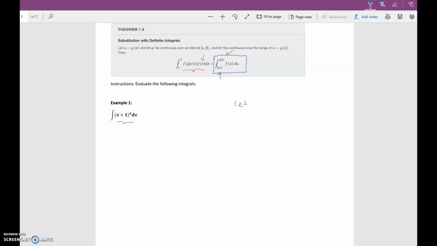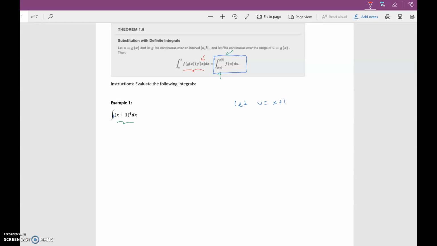You're going to let u equal one of the functions. In this case, you just have an x plus 1, but there is an invisible 1 there, which is the resulting value of the chain rule. So to simplify this integral, let u be equal to x plus 1.